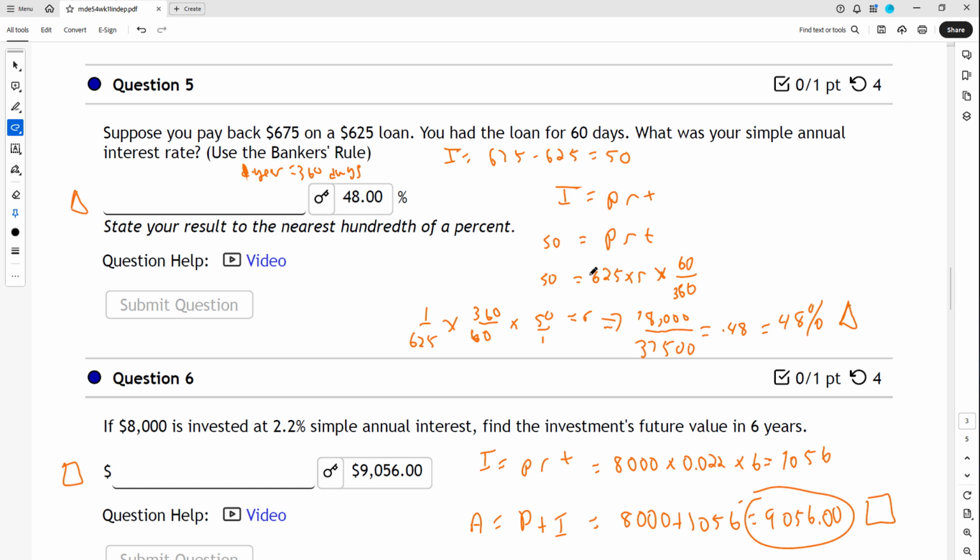So this is my equation here. So I divide by 625, and I multiply by the reciprocal of this on the other side. So I have 1 over 625 times 360 over 60 times 50. That's my R. And it comes to be 18,000 over 37,500, which is 0.48, which is 48%, and that's what they have there.